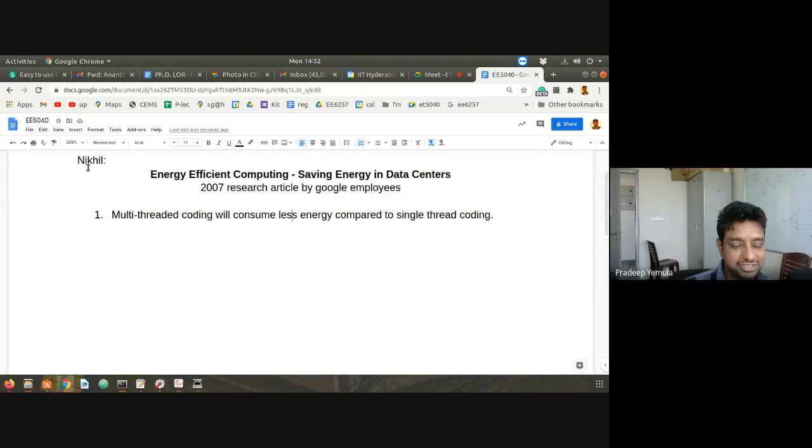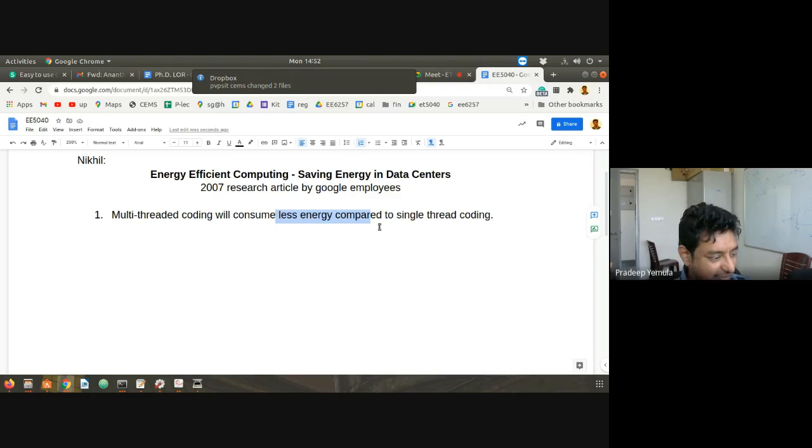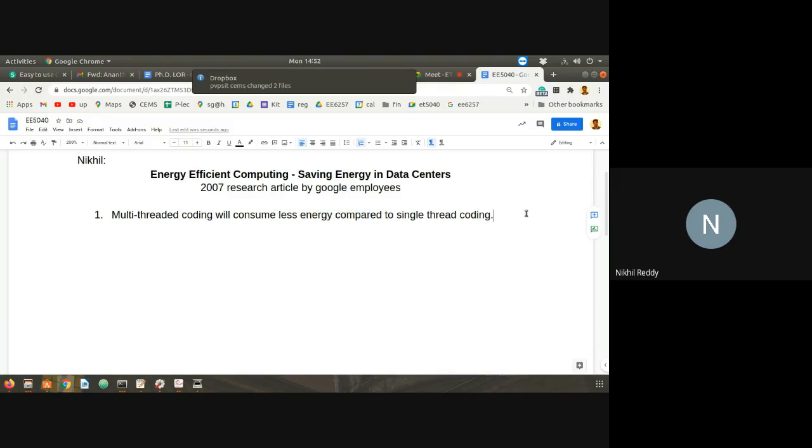So what about Nikhil? You said multi-threaded coding will consume less energy. So obviously you had read this in some online resource. Before you accept it as it is, can you justify it, or at least know why? Yes, sir. I was a bit imprecise when I called it multi-threading, so I would probably have to say multi-processor, but both are usually treated as same.